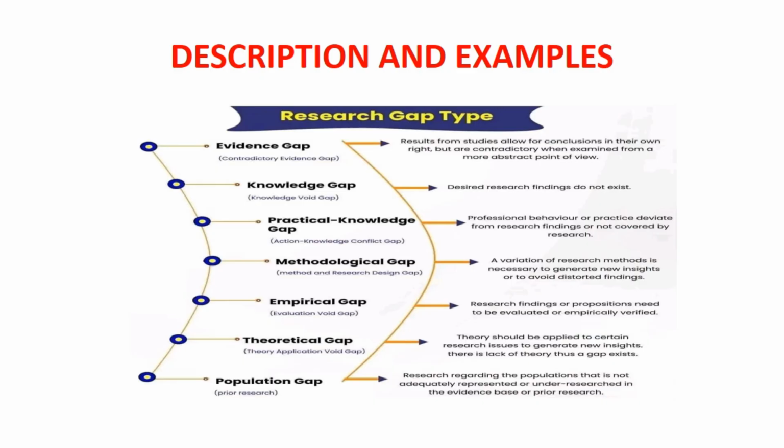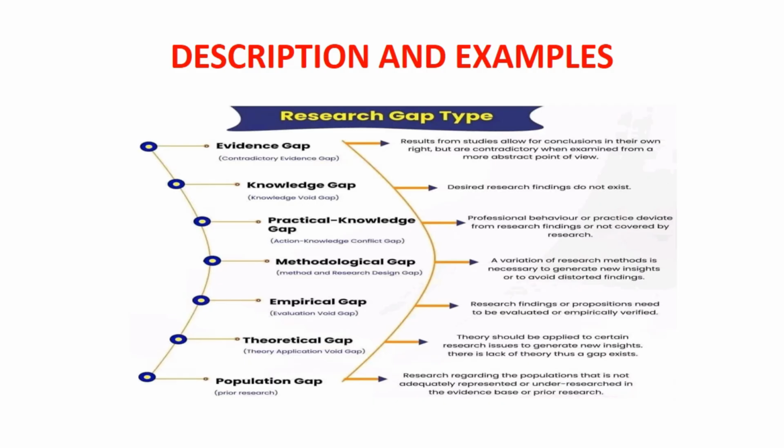Number three is practical knowledge gap. This is where professional behavior or practice deviates from research findings or is not covered by research. So the difference between research findings and the reality. We may use different ways in the reality, but the research findings show something else. For example, in teaching, we often use lecture, but the research shows that lecture is not effective in teaching, because there is no two-way communication between teachers and students.